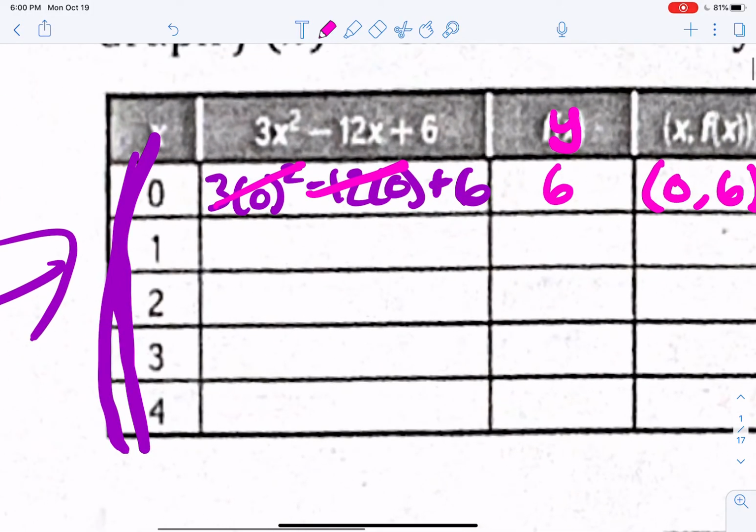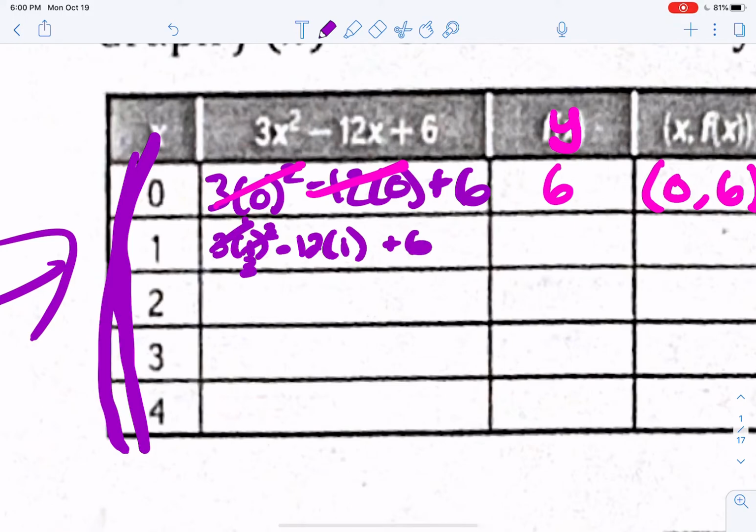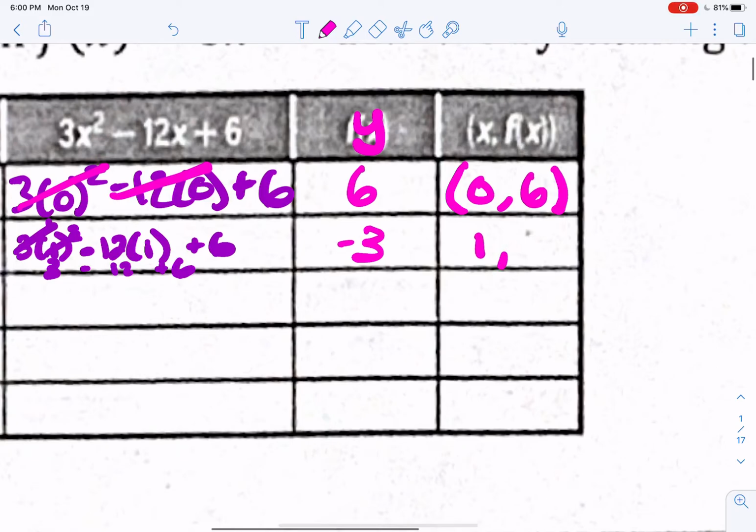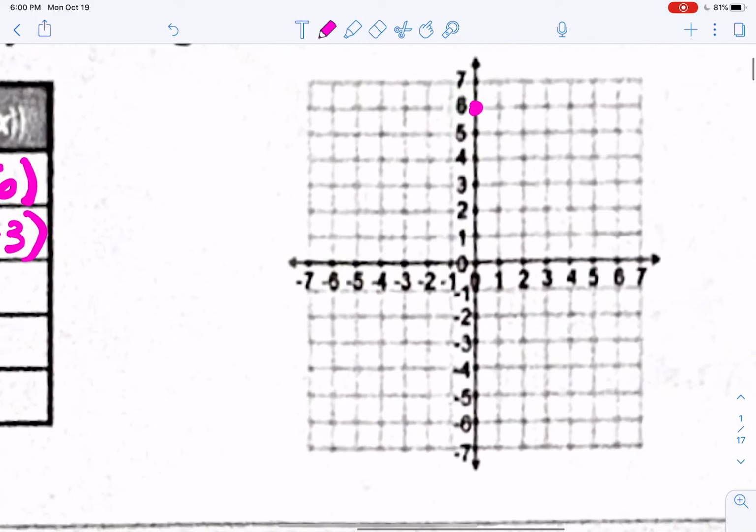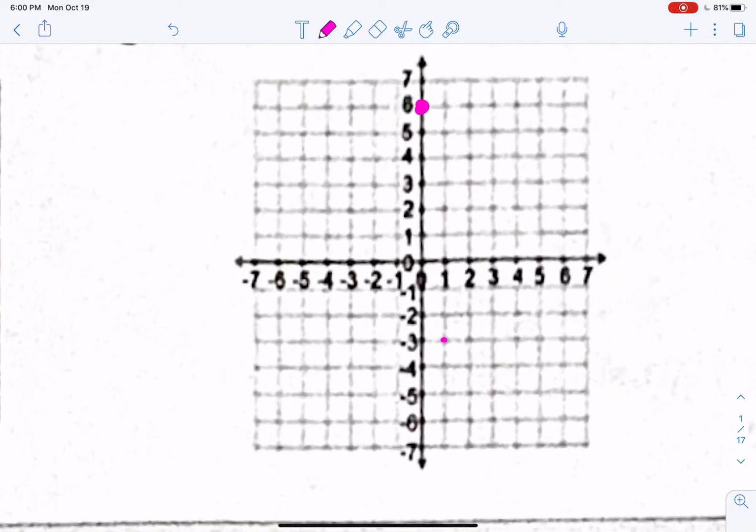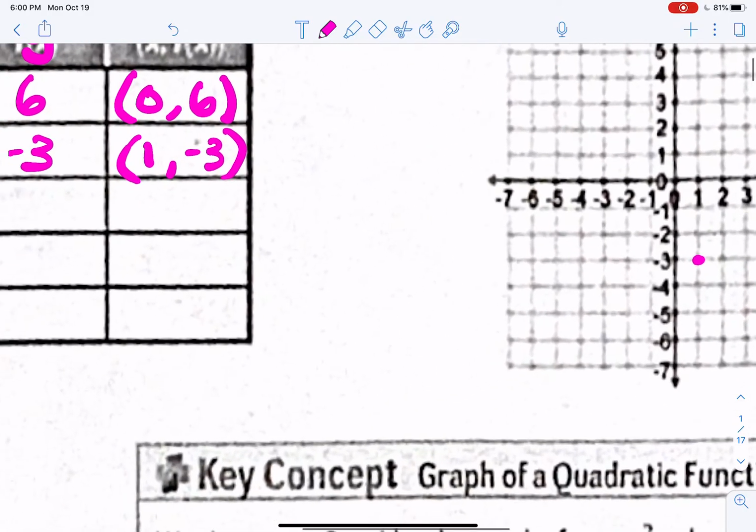Okay, same thing again. We're going to plug in 1. So 3 times 1 squared minus 12 times 1 plus 6. 1 squared is 1, times 3 is just 3. So I have 3 minus 12 times 1 is 12, plus 6. 3 minus 12 plus 6. That's going to be negative 3, I think. So that gives me the point (1, -3). And I'm going to plot that point over here. Oh boy, (1, -3). That's a long ways away.